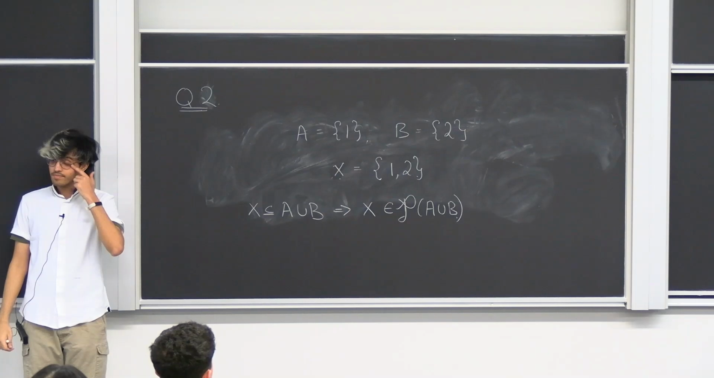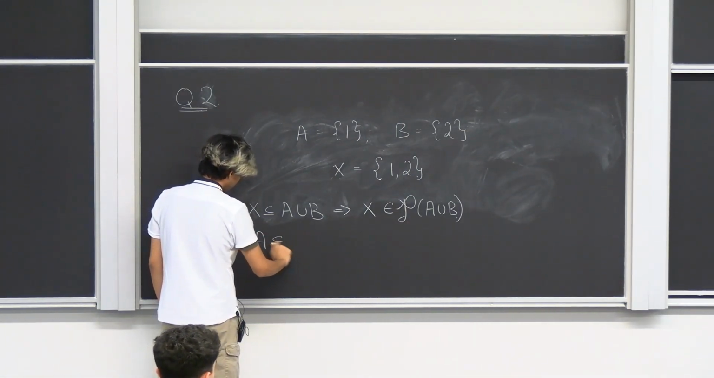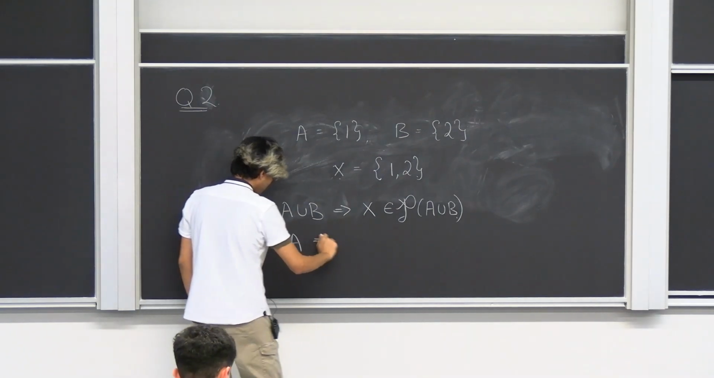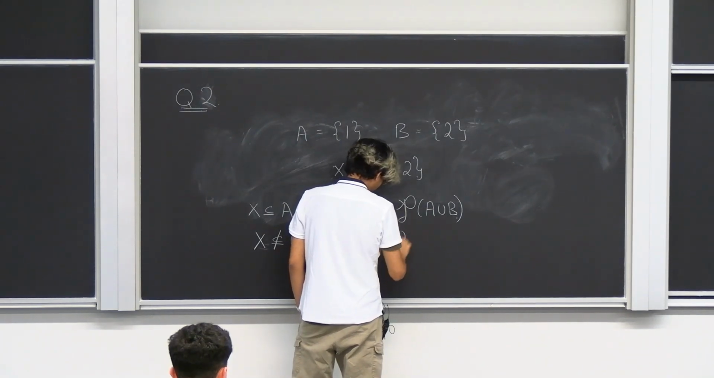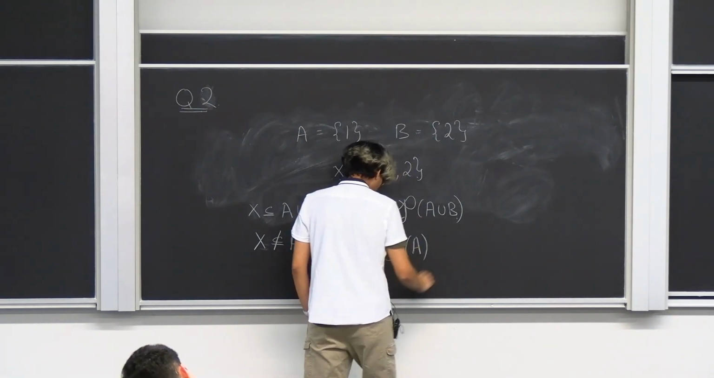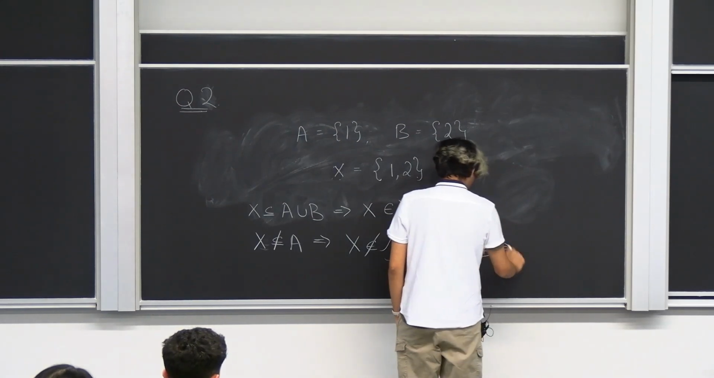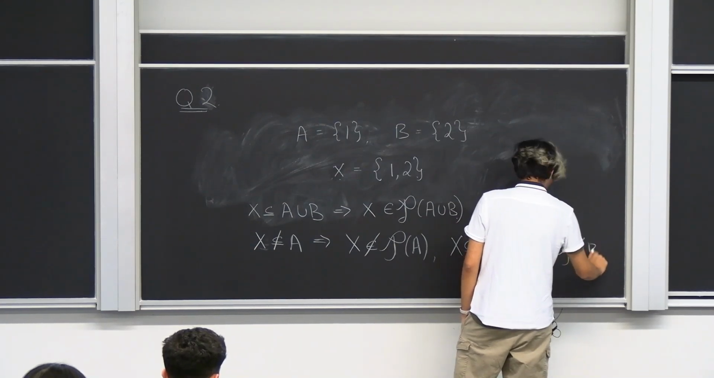Right? X is not a subset of A, which means X is not in the power set of A. Similarly, X is not a subset of B, therefore X is not a member of the power set of B.